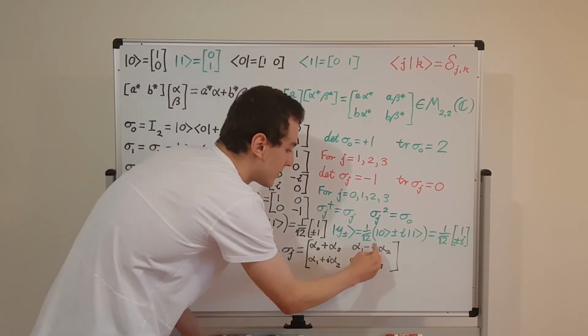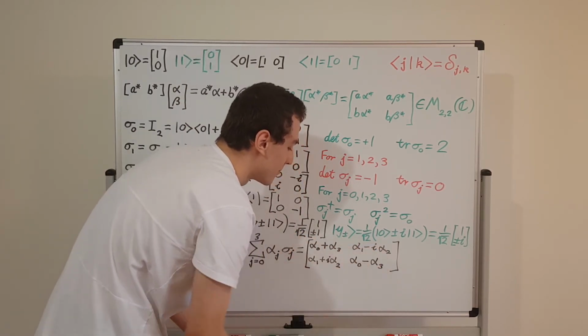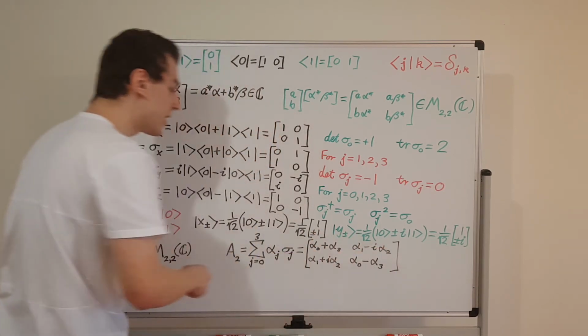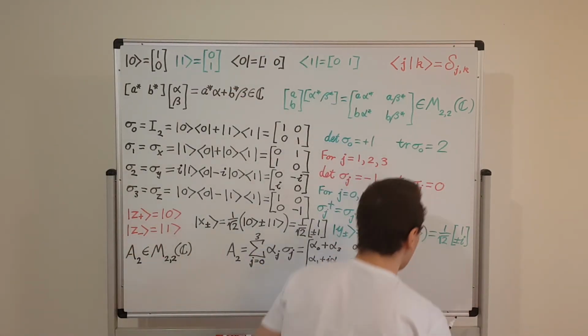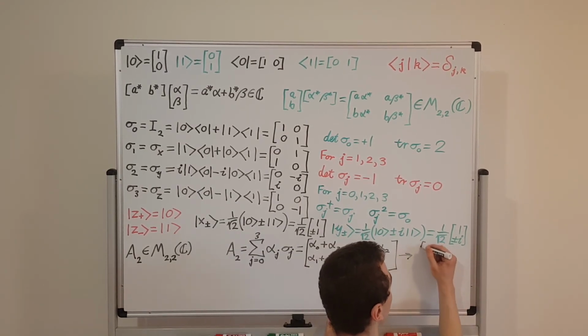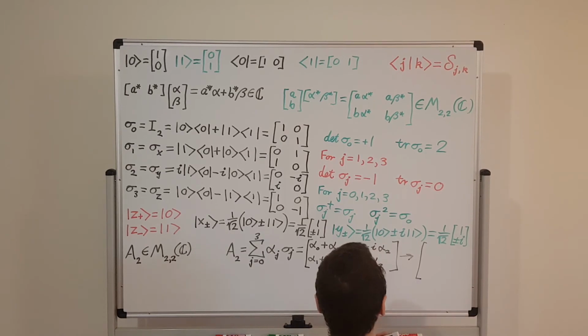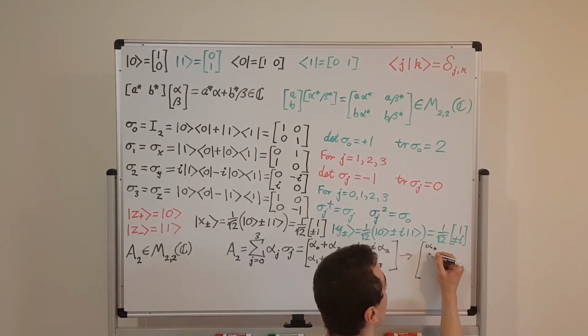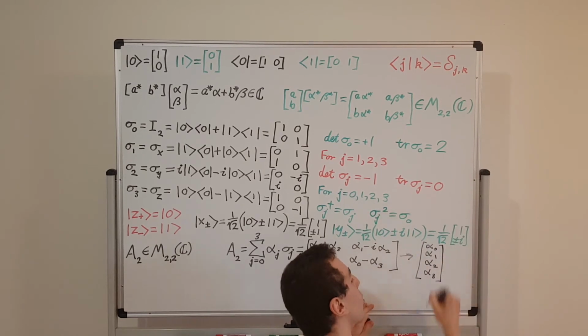So we have to take the complex conjugate over here. But in general, these alphas are all complex numbers. So we can also write this as a column vector, with entries alpha 0, alpha 1, alpha 2, and alpha 3. So now this is a column vector with 4 entries.